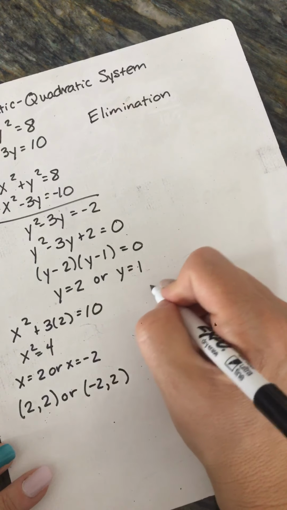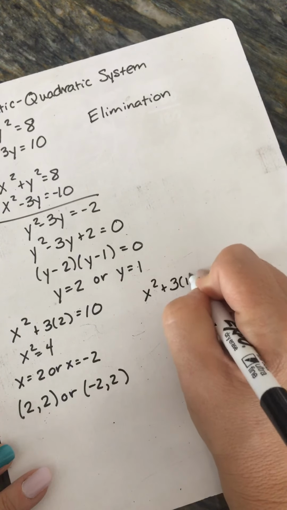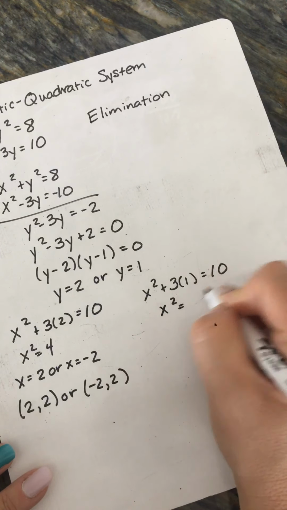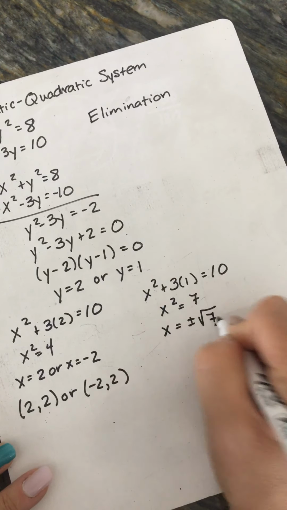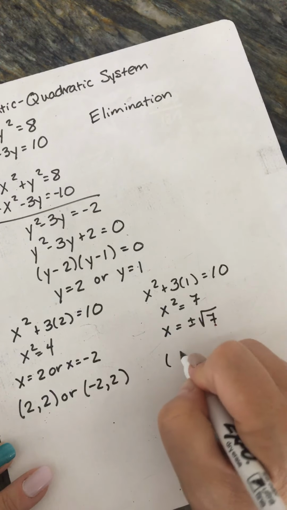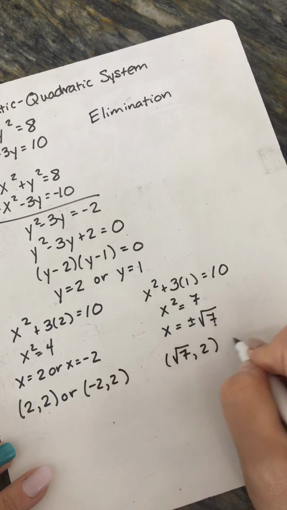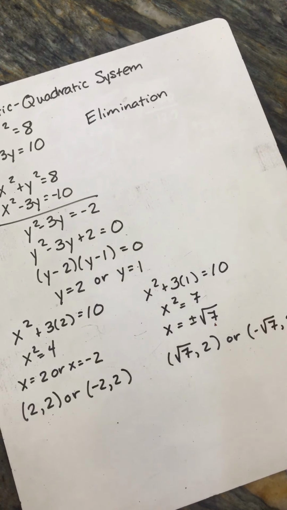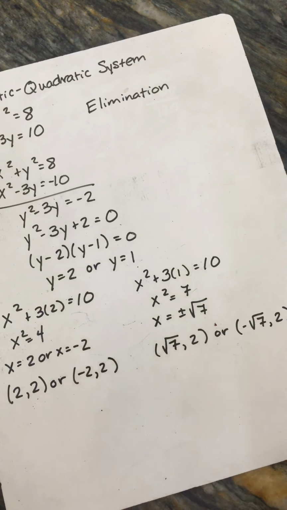And then we'll do the same thing for y equals 1. So x squared plus 3 times 1 equals 10. x squared equals 7. So x equals plus or minus the square root of 7. So our coordinates would be positive square root 7, 1, or negative square root 7, 1. And that would be a quadratic system.